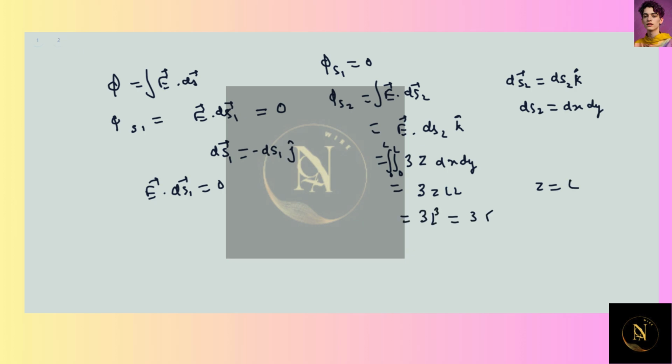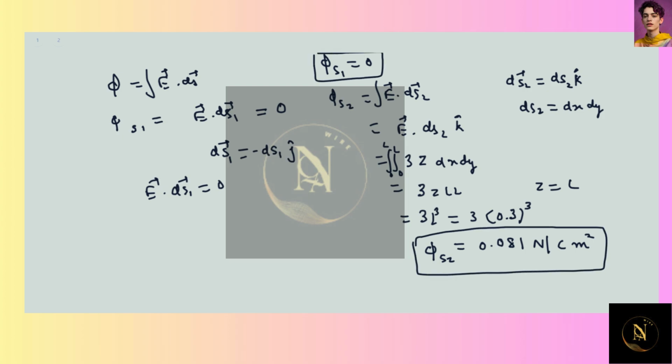Which means 3 times, what is the value of L? It is 0.3, so we put 0.3 here, cubed. This gives us 0.081 newton per coulomb meter squared. So this is our phi S2.